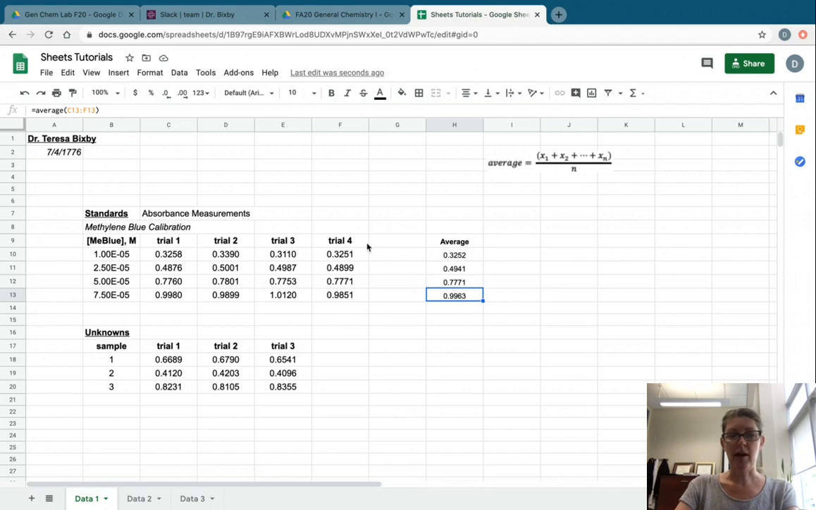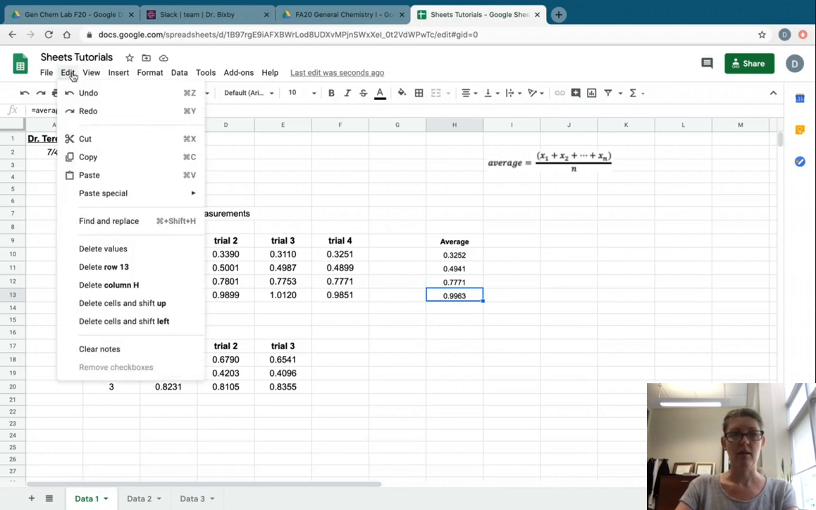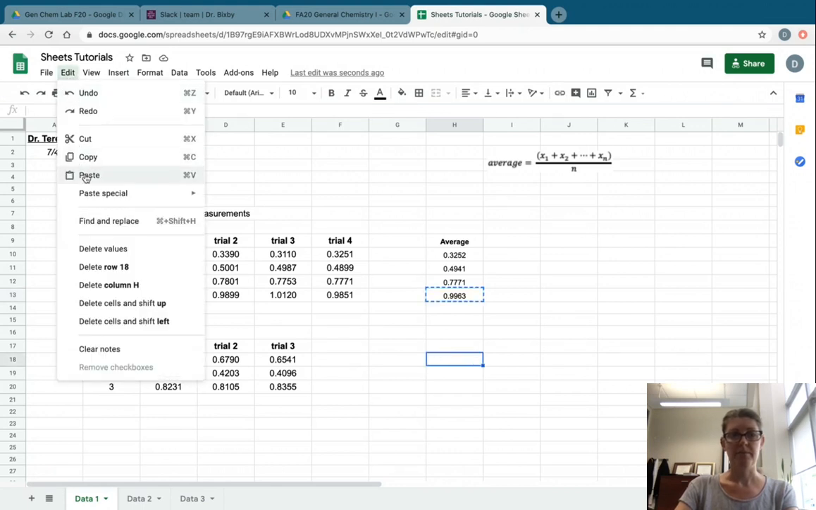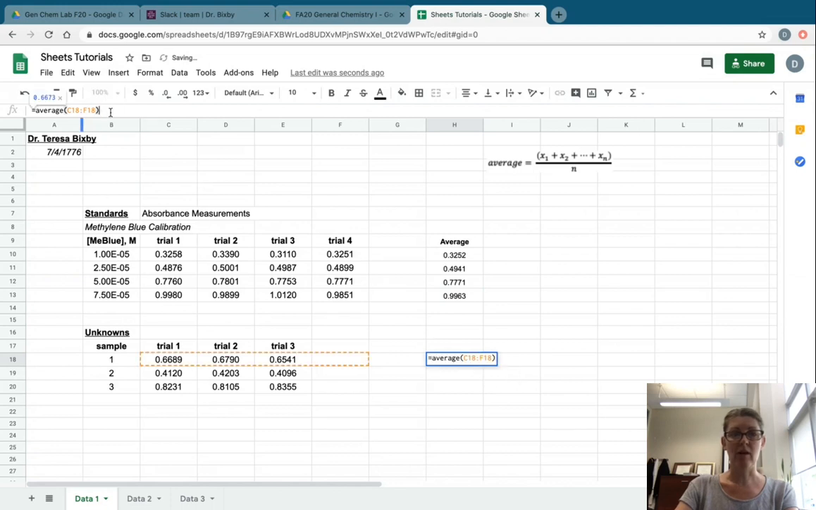So if I copy this equation and paste it down here, it will now be referencing these four cells that are in that same row. Now, it doesn't really matter that there's nothing here. It won't average in a zero. It will only average in the cells that have values in them.